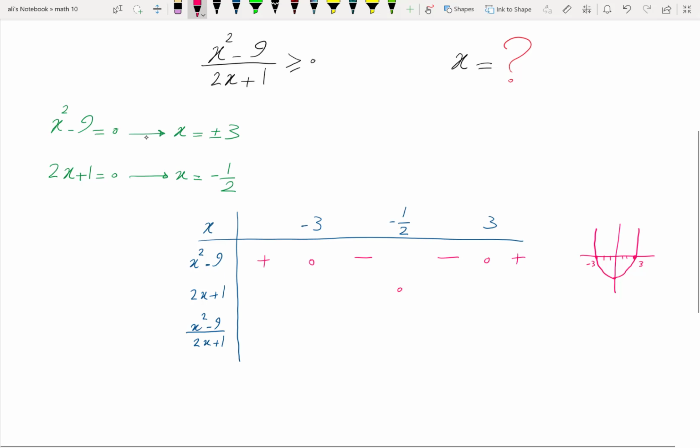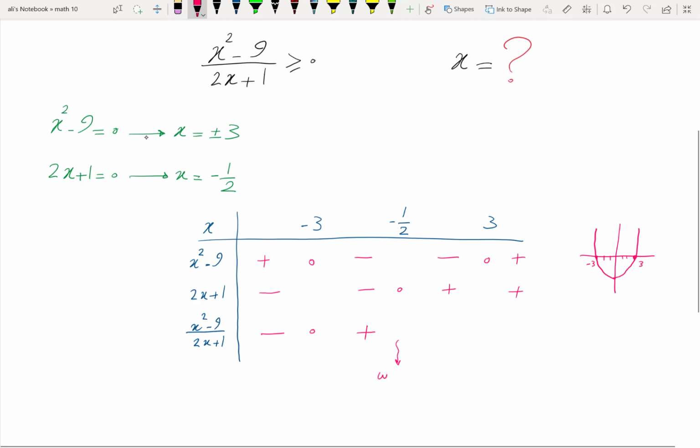The sign of 2x + 1 for x's greater than -1/2 is positive, and for x's smaller than -1/2 is negative. Therefore, the sign of the whole fraction is negative for x's smaller than -3. The sign of the whole fraction for x's between -3 and -1/2 is positive.